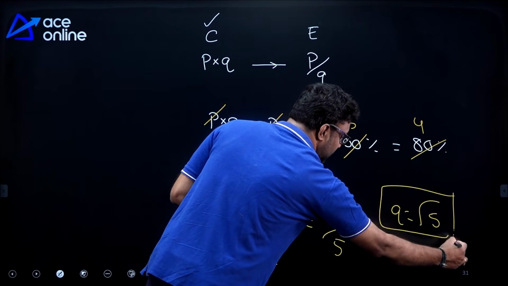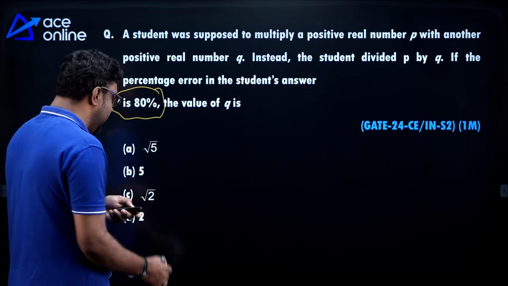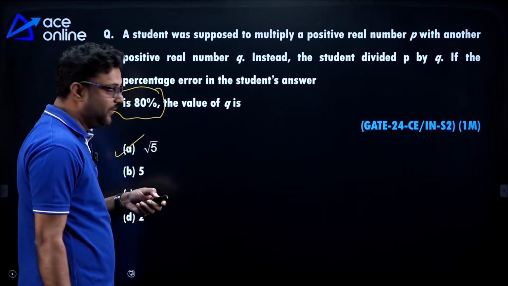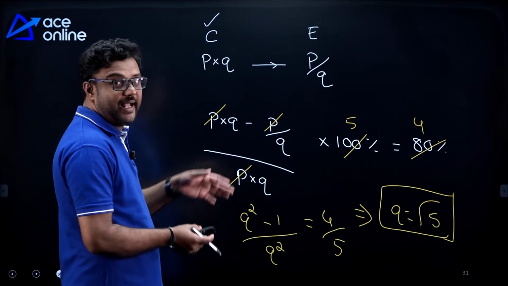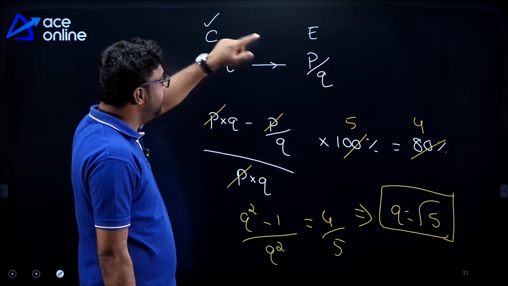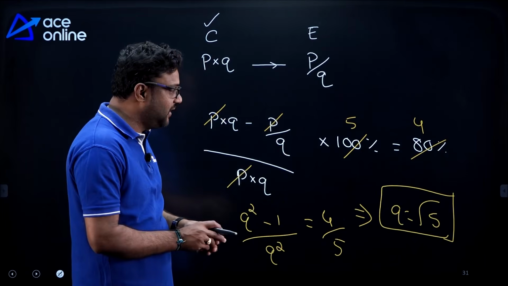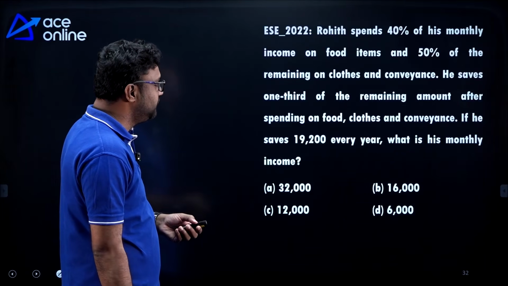Q square is 5, so Q will be equal to root 5. So whatever the P, it is not an issue. So Q value is nothing but root 5. This is how you need to calculate the error. Percentage correction means error becomes correct, the difference divided by E will come. Percentage correction is different, but here it is percentage error.